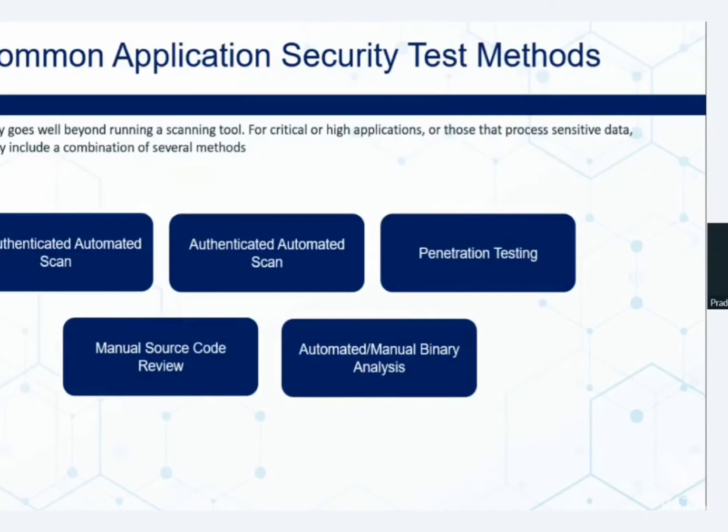Then we're going to have a manual source code review. This is a very important subject. Like we all know, authenticated automated scan, unauthenticated automated scan, and penetration testing are all key components, and manual source code review is also important, because we also need a human eye to find a few issues which might have escaped at the time these tests were done.